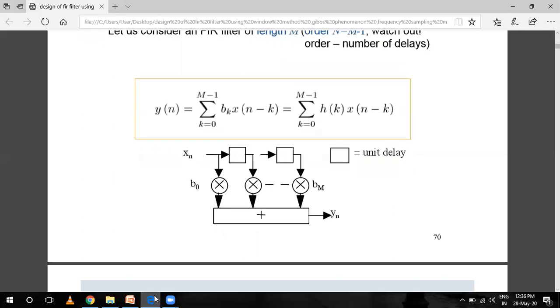there we used this formula, that is y(n) is equal to the summation of k = 0 to M-1 of b_k x(n-k), which is equal to the summation of k = 0 to M-1 of h(k) x(n-k). This is my unit delay, and this is my x(n), adder, and up to this is the formula. This is the x(n), and this is b0, b1 up to b_M, and this is the output y(n).